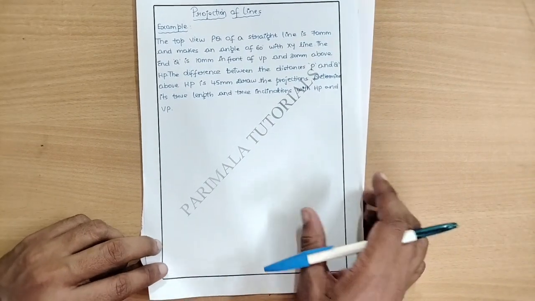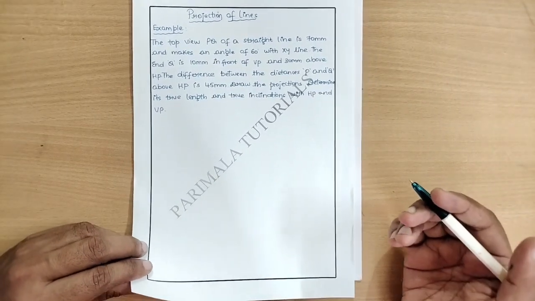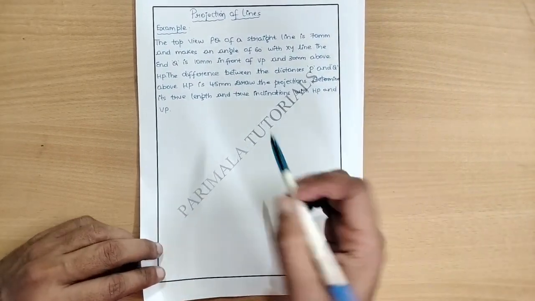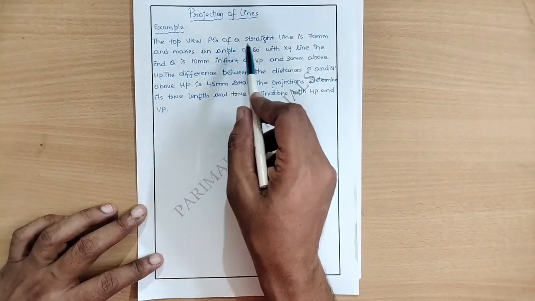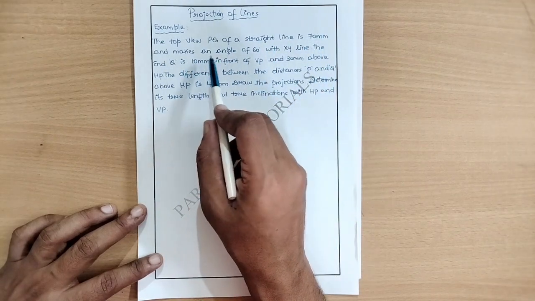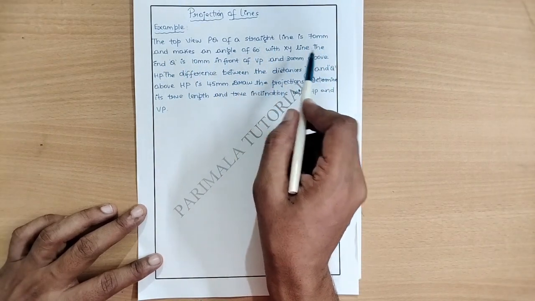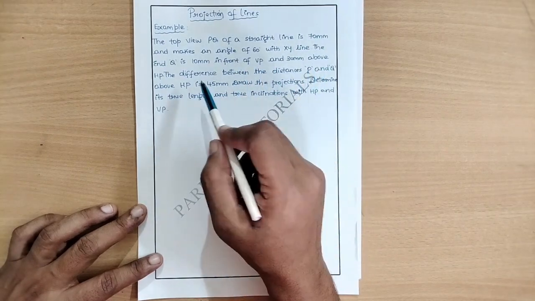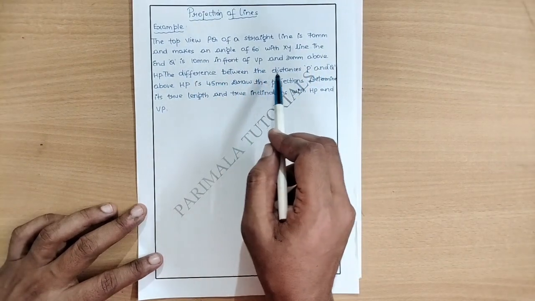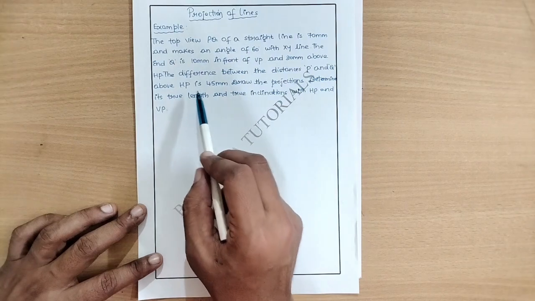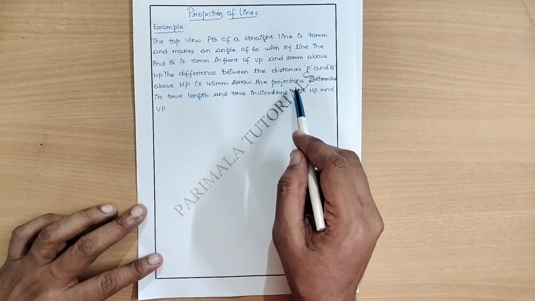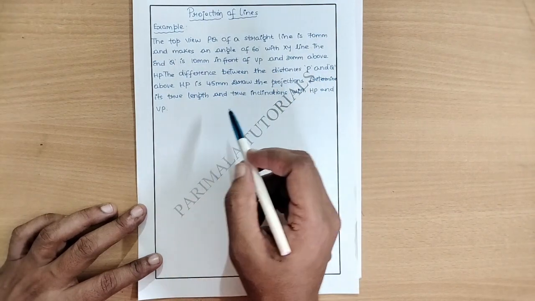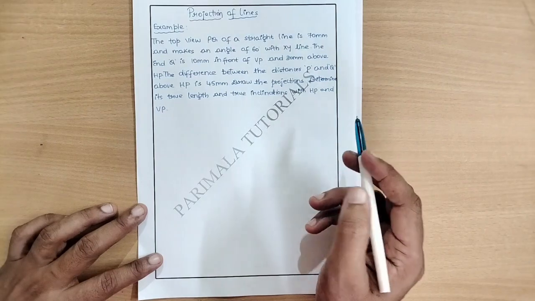In this session, let us see the next example based on projection of lines. The example is like this. The top view PQ of a straight line is 70 mm and makes an angle of 60 degrees with the XY line. The end Q is 10 mm in front of VP and 30 mm above HP. The difference between the distances P and Q above HP is 45 mm. Draw the projections. Determine its true length and true inclinations with HP and VP.